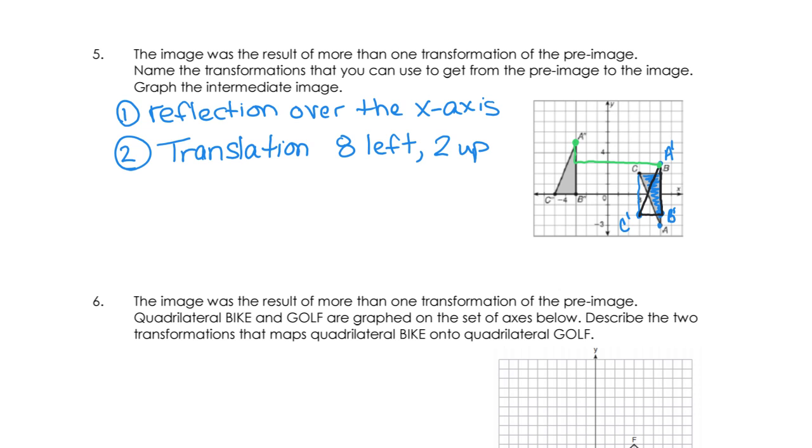Okay. And so that is finished. And we graphed the intermediate image already. Okay. So it was a reflection over the x-axis and then followed by a translation of 8 left and 2 up. Okay. Good, guys. How about number 6?